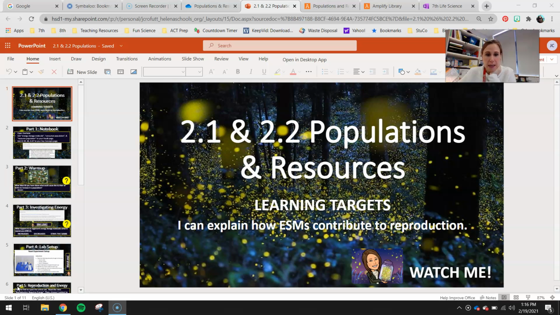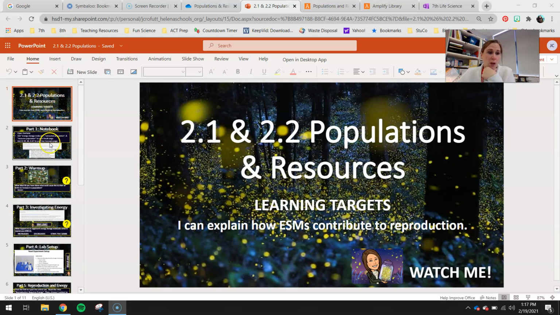Your learning targets for today are: I can explain how ESMs, if you remember from earlier in the year, ESM stands for energy storage molecules, contribute to reproduction. So basically, we're going to be talking about what role having enough nutrients in our body plays in reproduction. And in the long run, that's going to help us figure out what might be happening to a population if it is either increasing or decreasing unexplainably.